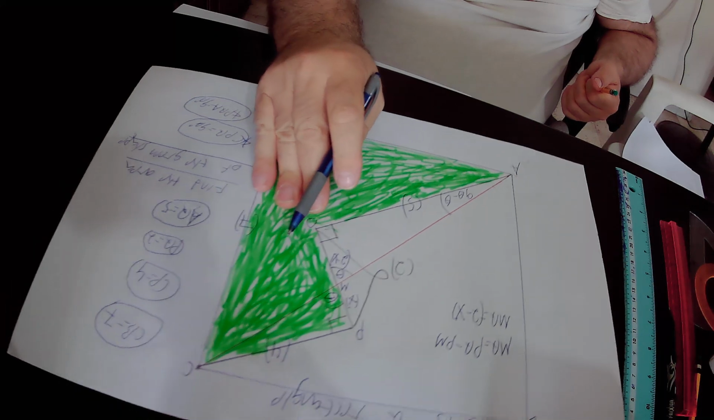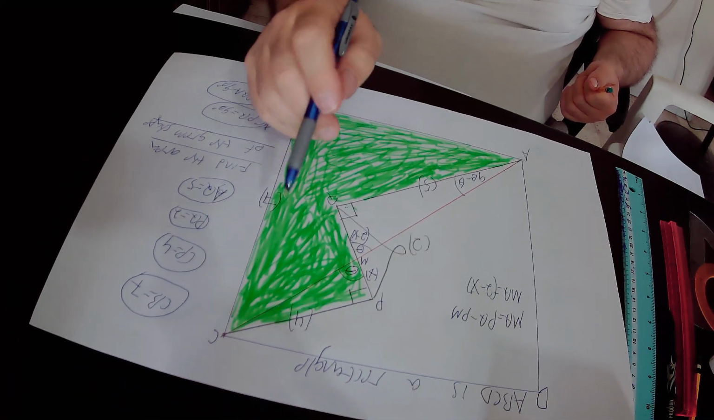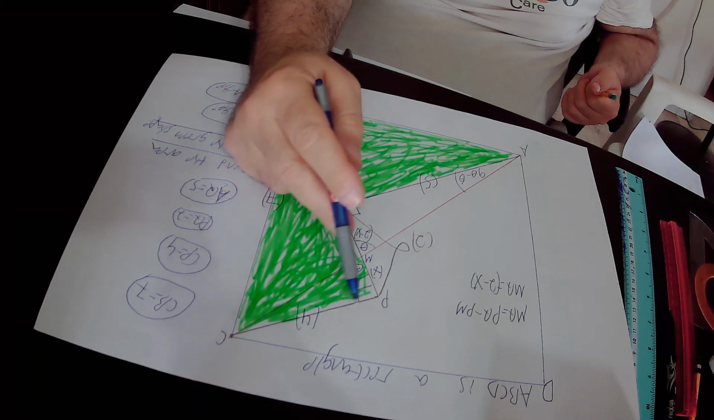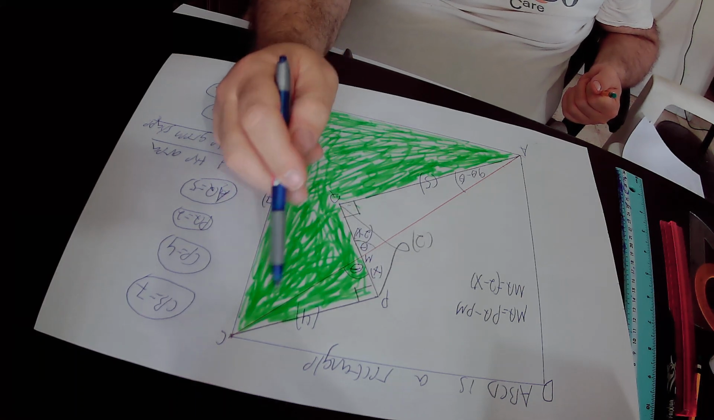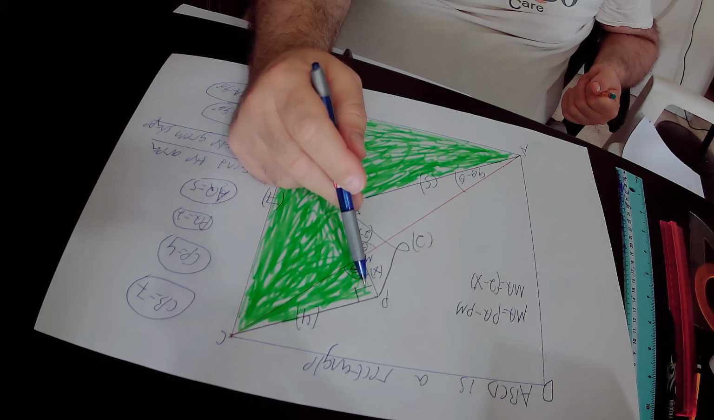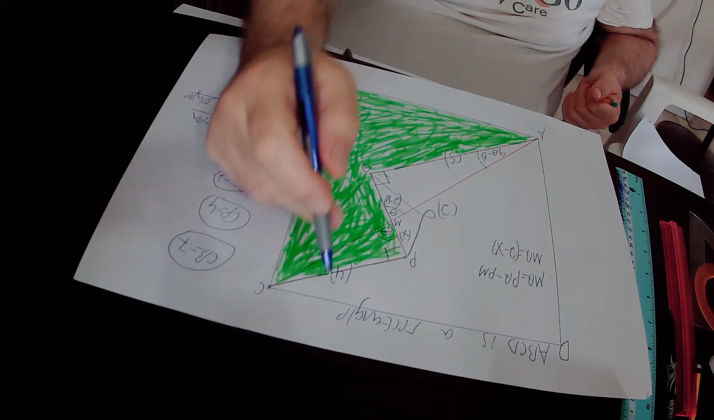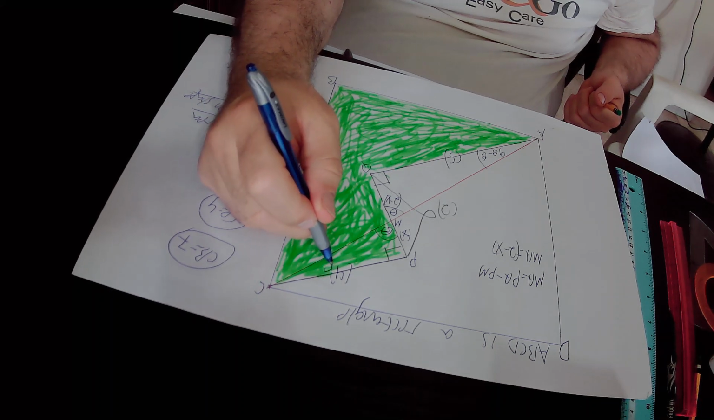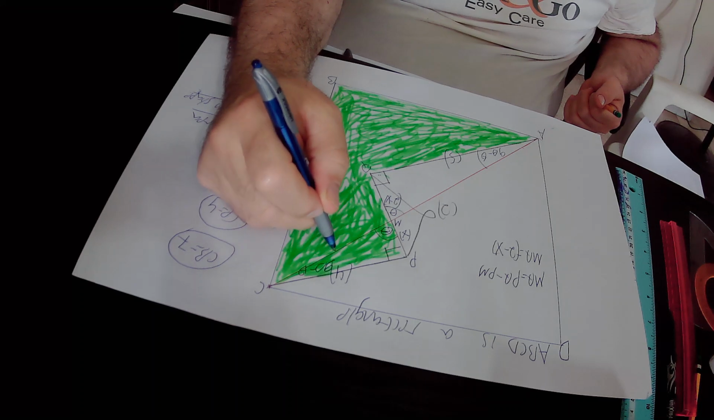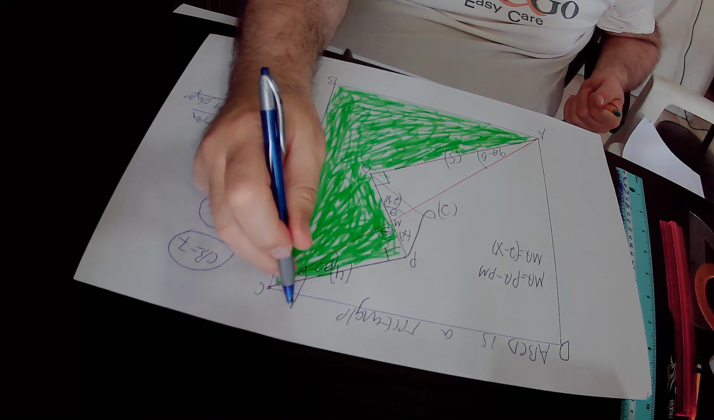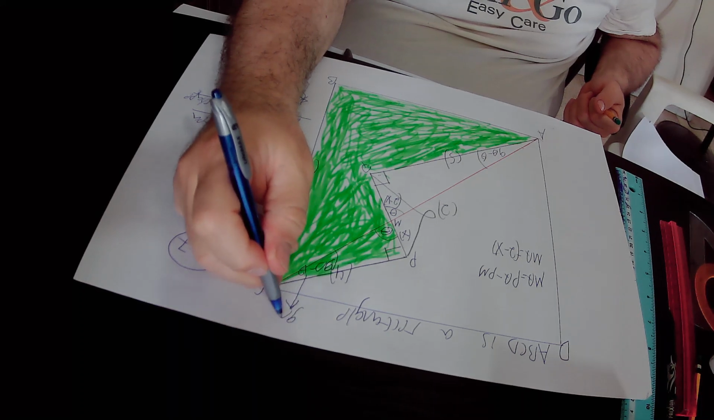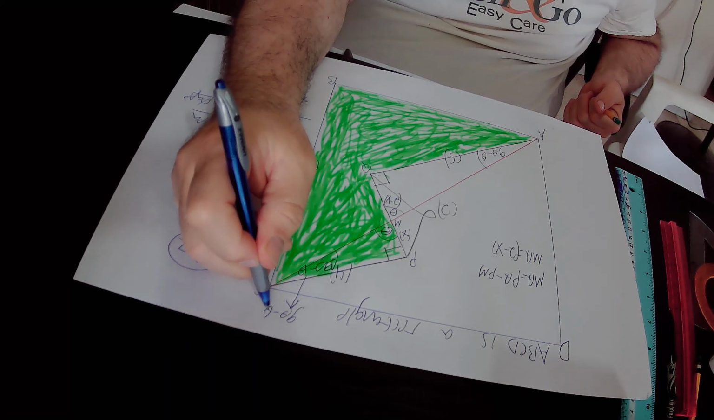According to the same logic, if we focus on the right green small triangle PCM, this angle equals theta. This angle equals 90 degrees. Therefore, the missing third angle must be equal to 90 degrees minus theta. So I write it here also. The missing third angle equals 90 degrees minus theta.